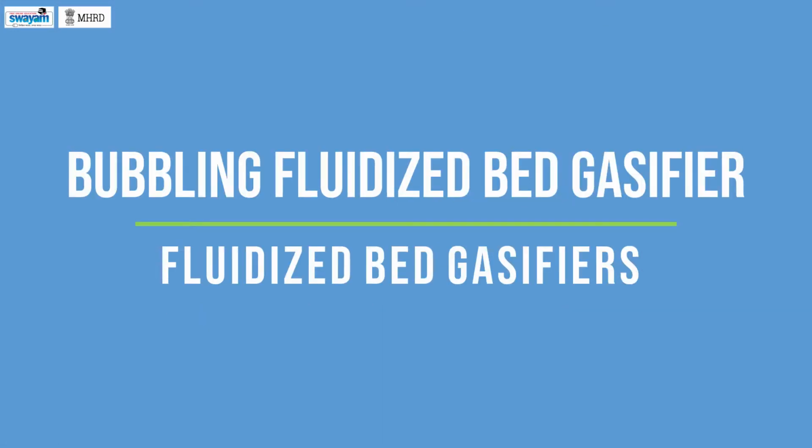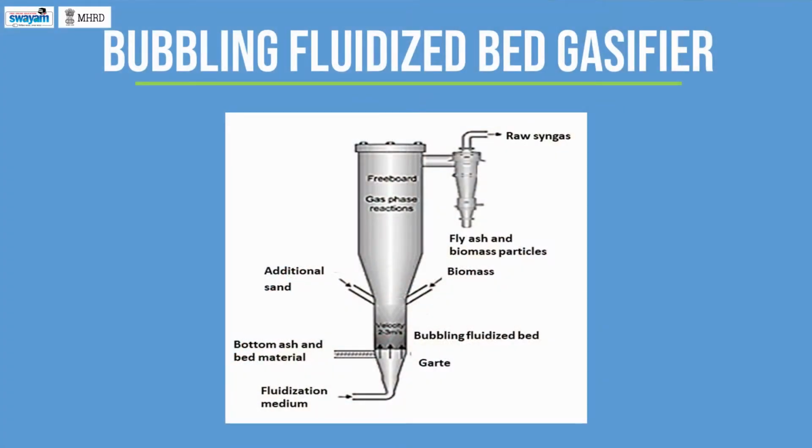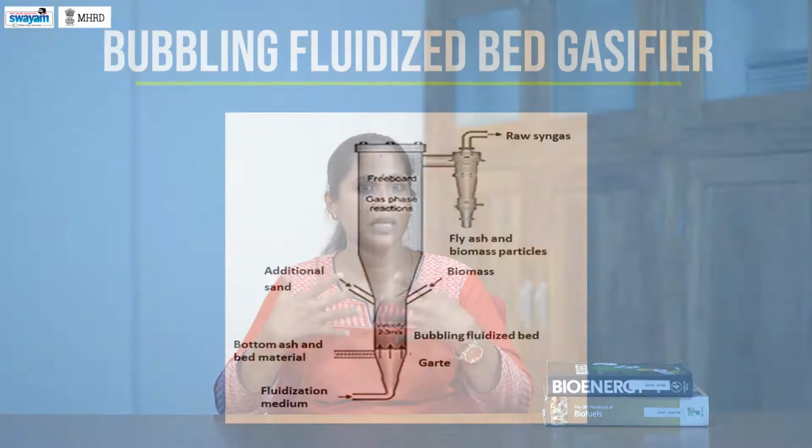Bubbling fluidized bed gasifier. In this type, the gas, that is the gasification medium, introduced into the reactor keeps the biomass particles in suspension. All the reactions occur in this suspension and the gas rises upward in the form of bubbles. They become larger and larger and at one point they burst when they reach the surface of the bed. Pressure is maintained throughout this bed.